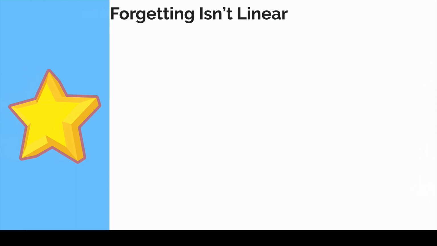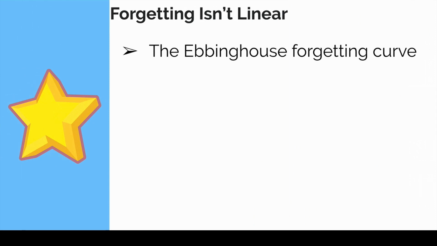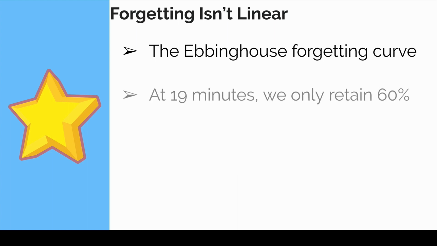First, to understand is that forgetting isn't linear. There's something called the Ebbinghaus forgetting curve. It's an exponential curve. It's a little bit of a tricky curve, so I'll just explain how it really works out. So in the beginning, at about the 19 minutes mark of when we learn something, more or less, we only retain 60% of what we learn. And the retention in the first few minutes and throughout the first day, at first we forget really fast, and then our forgetfulness slows down.